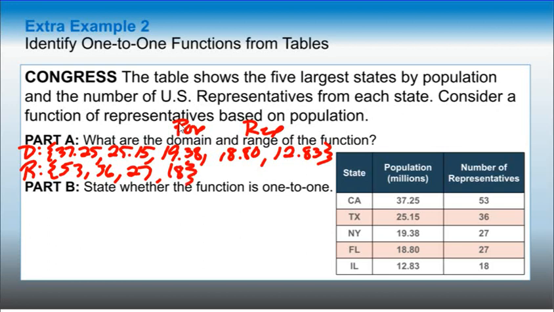Now to determine if this is one-to-one, you'll notice here that 27 representatives is mentioned twice. That means if you go from representatives to the population, 27 would be matched up with two numbers. It would be matched up with 19.38 and with 18.8. So no, this would not be one-to-one.